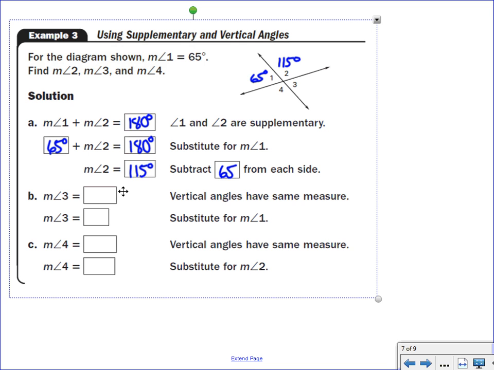The measure of angle 3 is equal to the measure of angle 1, since these two angles are vertical angles, which means that the measure of angle 3 is also 65 degrees. The same thing goes for angle 2 and angle 4. The measure of angle 4 is equal to the measure of angle 2. Since angle 2 is 115 degrees, that makes angle 4 115 degrees.